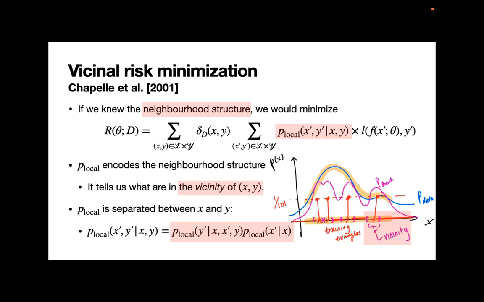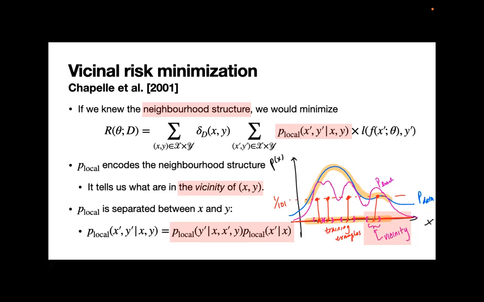Instead, we're going to minimize what we call vicinal risk. So for each and every data point in the entire space, now I'm going to look at only the points that belong to the training set. And then for each one of them, I'm going to look at, again, the entire space, but I'm going to weigh them according to this local structure, the local distribution that is centered on the X and Y pair. And then for that, I minimize this loss function.